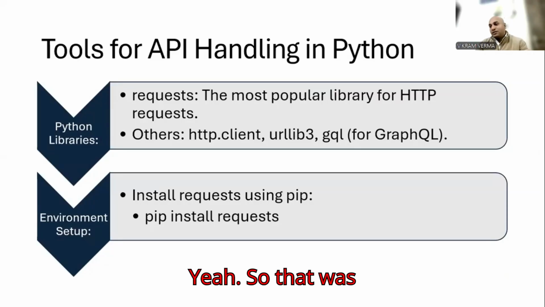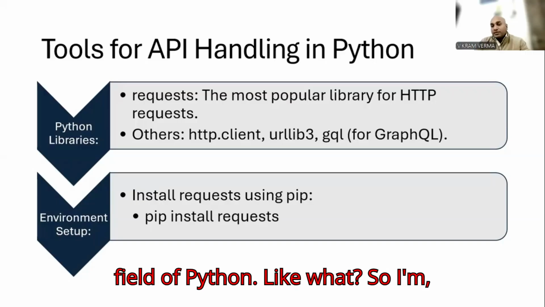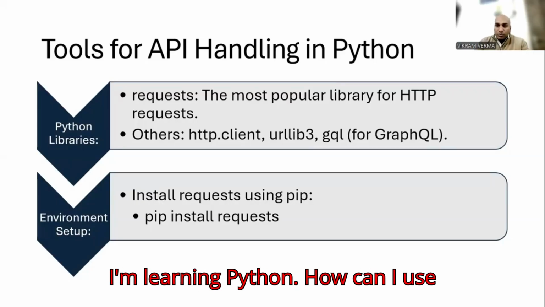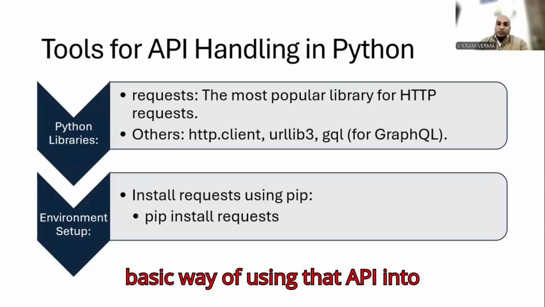Yeah. So that was a little basic peek at APIs. And now let's come into the field of Python. Say I'm learning Python. How can I use that API in Python? What is the basic way of using an API in Python?